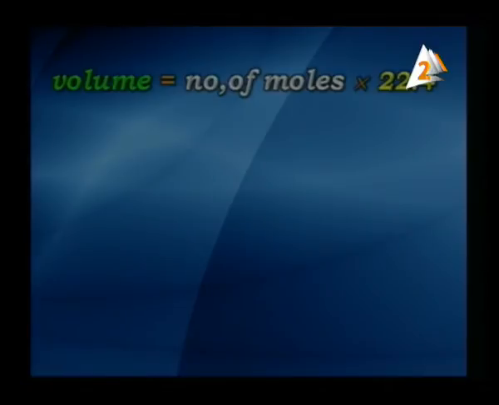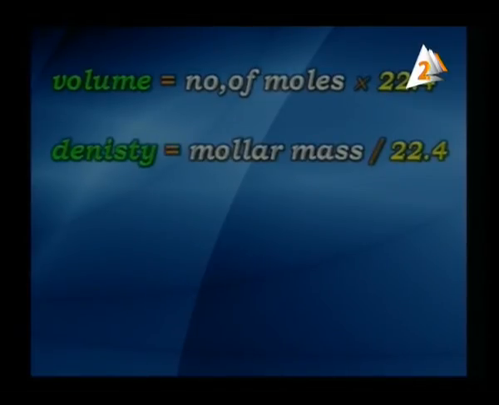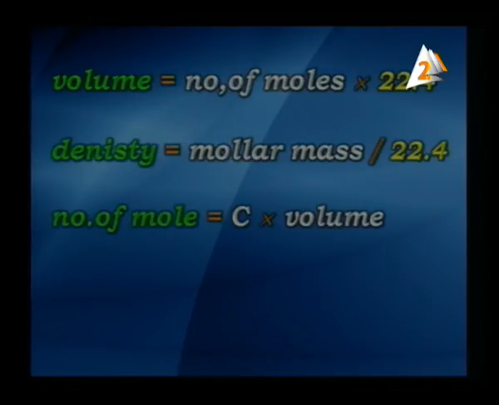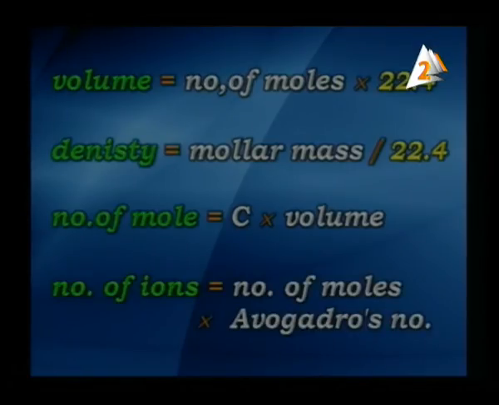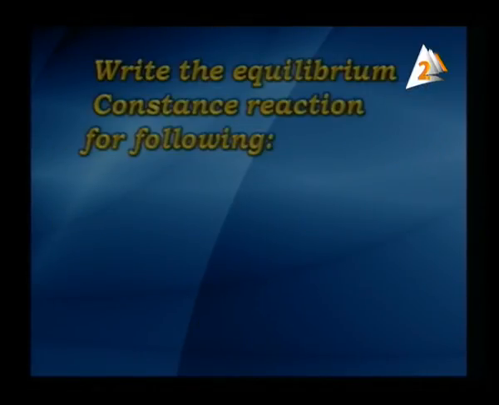The first, the volume: we said it equals the number of moles times 22.4. This is about the volume. The second one, density equals molar mass divided by 22.4. The third one, the number of moles equals C, the concentration, times the volume. And the number of ions equals the number of moles times Avogadro's number. Don't forget these rules because they are very important for you to calculate any of these concepts in your problems.